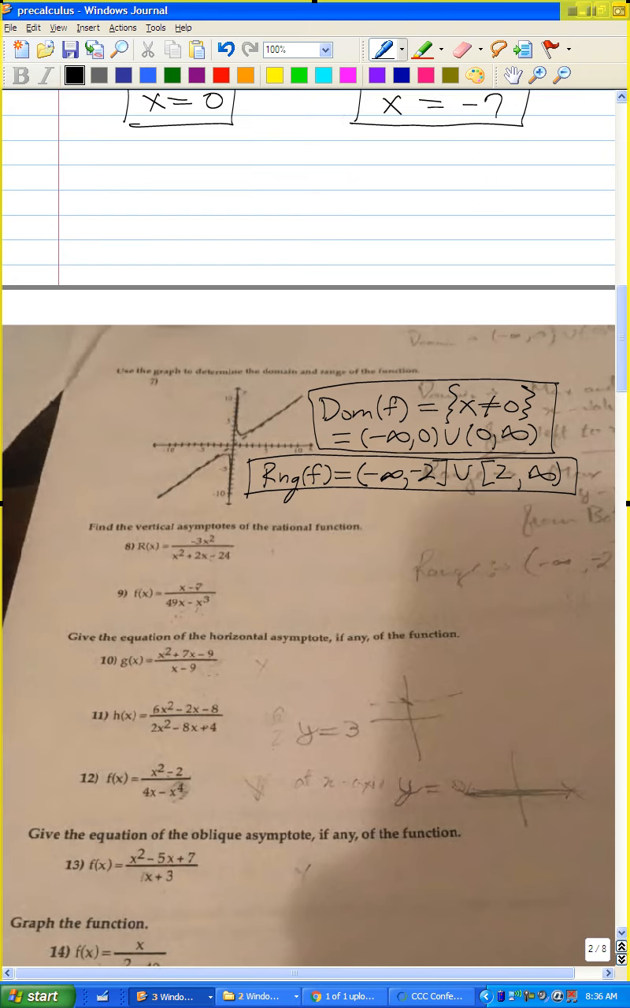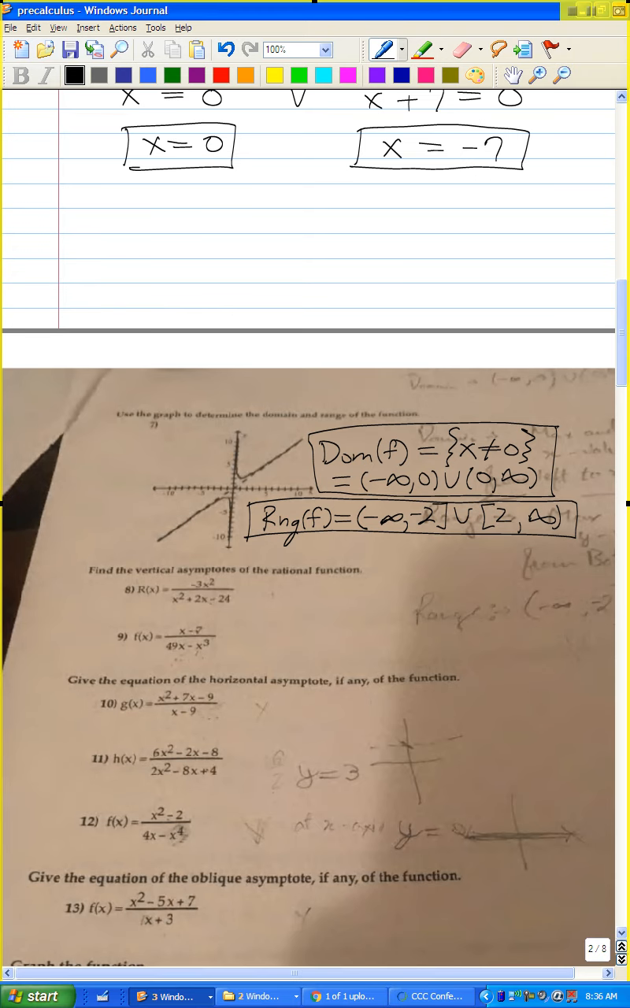Okay, so given the equation, give the equation. No, you don't have to graph, not until they tell you to graph these. So in this particular case, you don't have to graph them. So give the equation of the horizontal asymptote, if any. Okay, so let's do that.